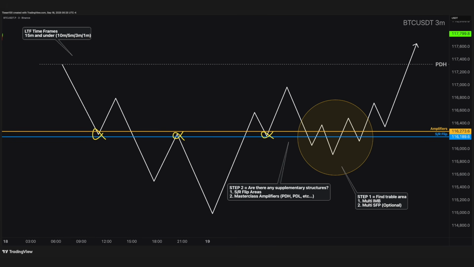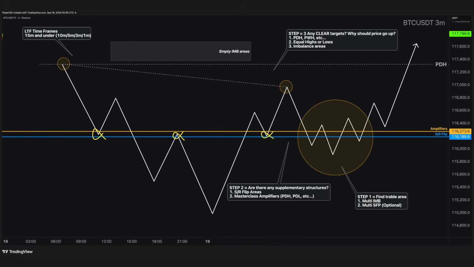In step 3, we are going to look for clear targets. So what are clear targets? They could be the previous day's high, previous week's high, or similar institutional levels. They could also be equal highs or equal lows, maybe even relative highs or relative lows, and possibly even empty imbalance areas combined with those levels. So to repeat, step 3 is all about looking for clear targets. We need clear targets because we always want a reason for the price movement. Why should the price move up? Why should the price move down?